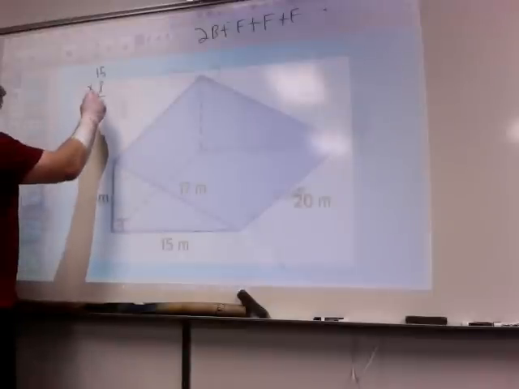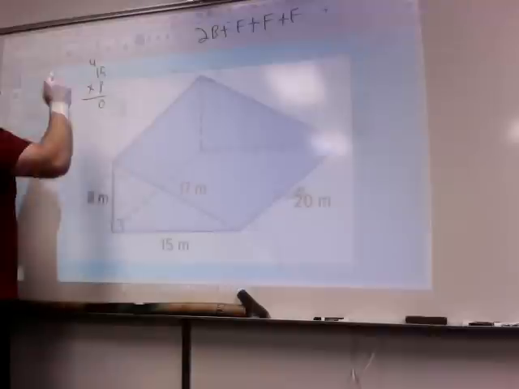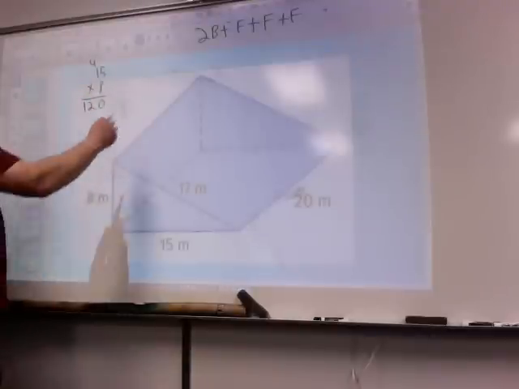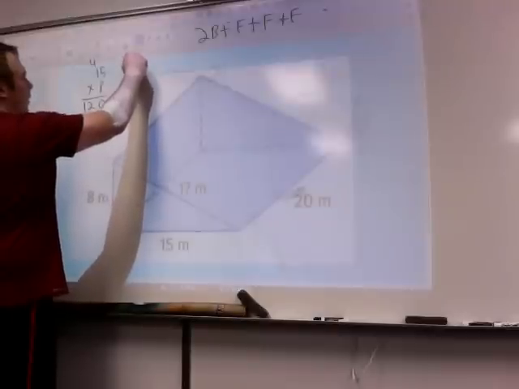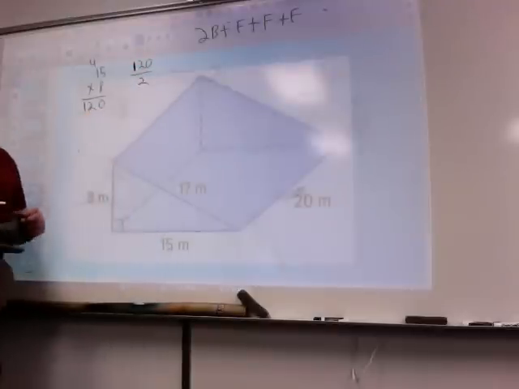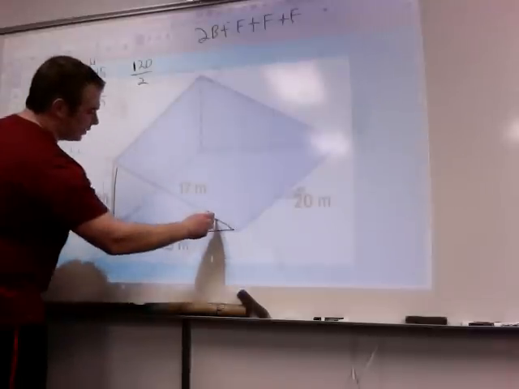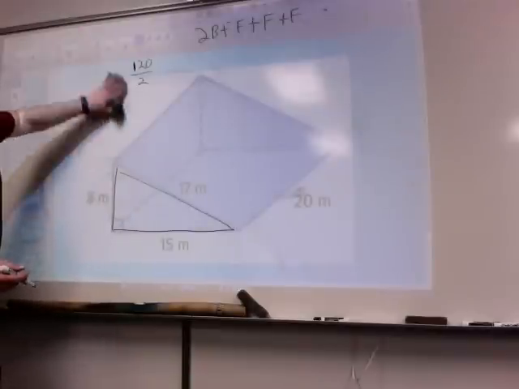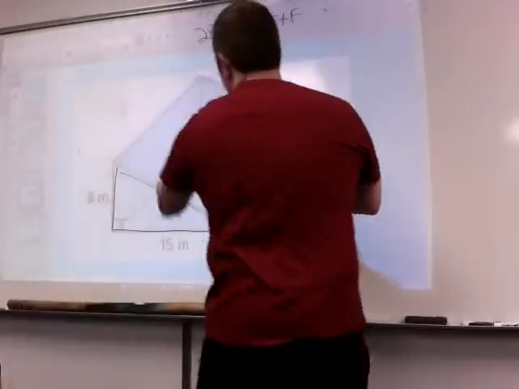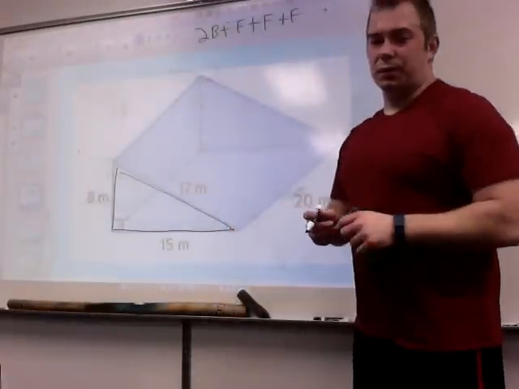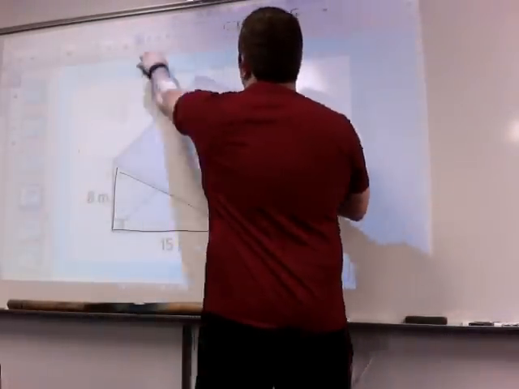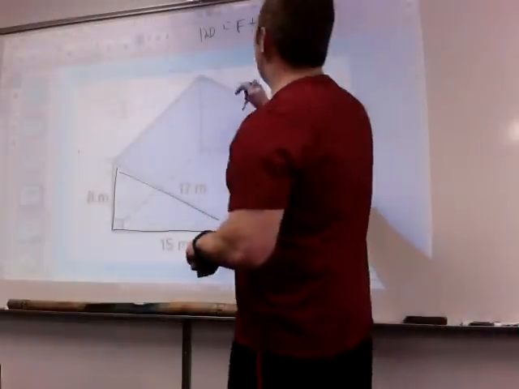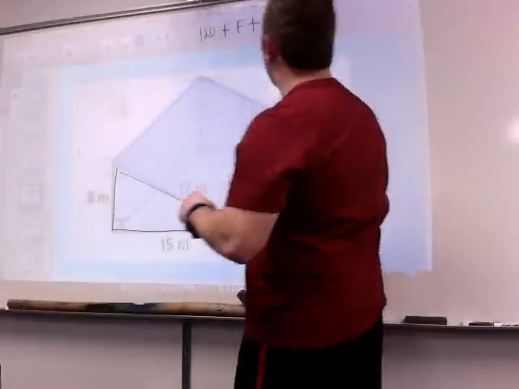8 times 5 equals 40. 8 times 1 is 8 plus 4 equals 12, so 120. So base times height equaled 120. I have to divide that by 2, and I get 60. So my one base equals 60. The area of that one base equals 60. But I have 2, so the base is 60, and I have 2 of them. 60 times 2 equals 120. We sort of knew that because if we divide by 2 and then multiply by 2, we're going to get right back where we started. So I have 120 plus the area of my 3 faces.